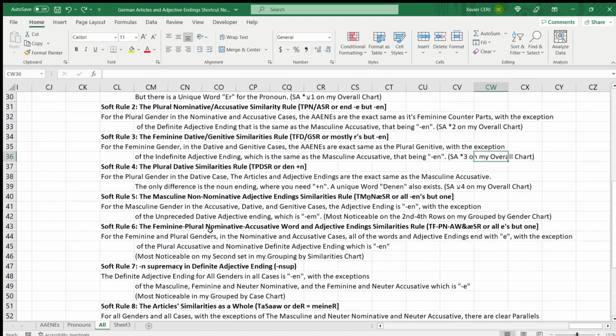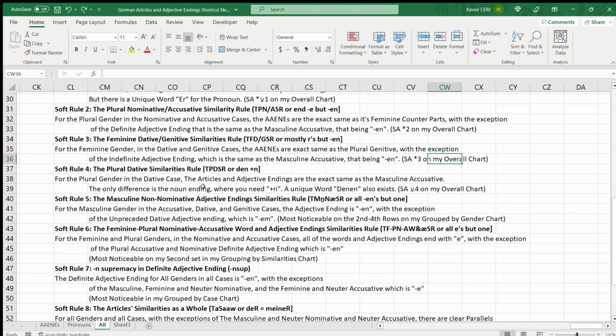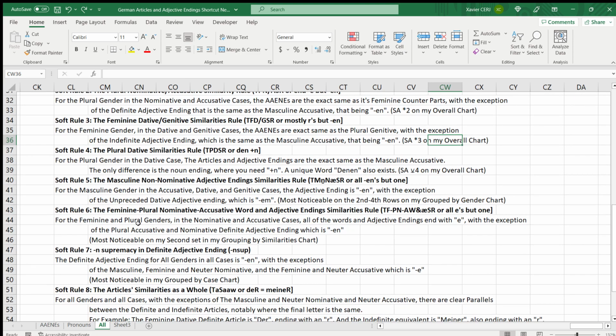For the plural gender in the dative case, the articles and adjective endings are the exact same as the masculine accusative. The only difference is the noun ending, where you need plus n. So that would be like den. Yeah, and there was a denen, right? But it would be den plus n, meinen plus n. We talked about that.